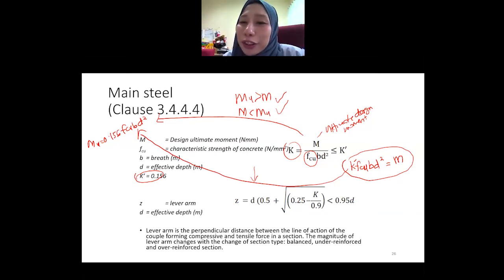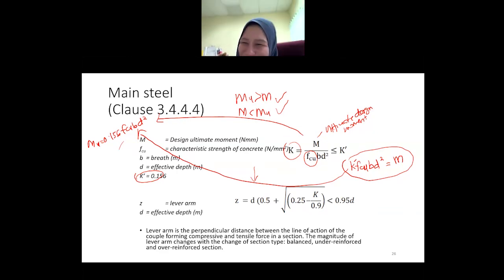So bila you kira benda ni, kalau memang you dapat M is less than MU, so value of K you takkan lebih daripada K prime. Sebab K prime ni adalah 0.156. Sebab daripada awal lagi you dah kira 0.156, you dah make sure that M ni less than MU. So K you takkan lebih dari K prime.